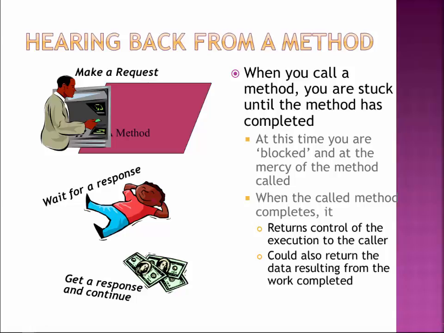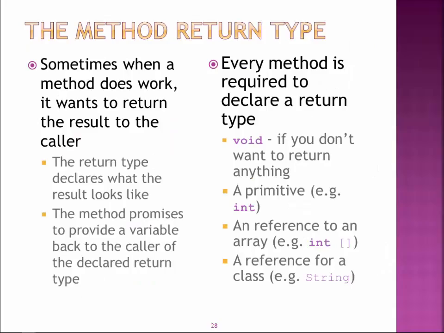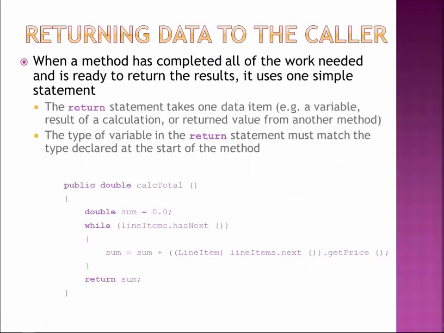That response may or may not give me something back, but we're expecting something back when we declare it. So the method return type is what tells us if we're expecting something back. Every method is required to have a return type. It could be void, so I'm not going to return any data to you. I'm just going to give you control back. But it could be a primitive or an array or some reference to a class, like a string or the other things we've seen. So we've seen all this before, just a reminder of what we've talked about.